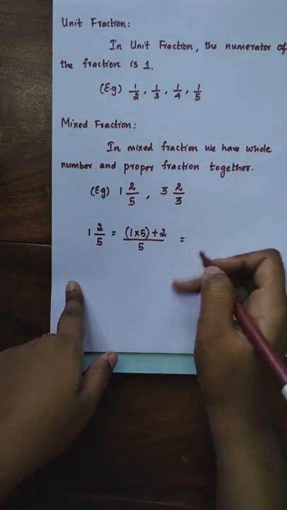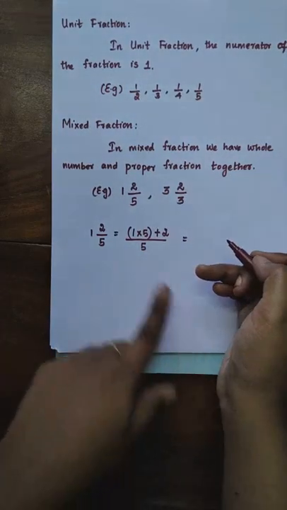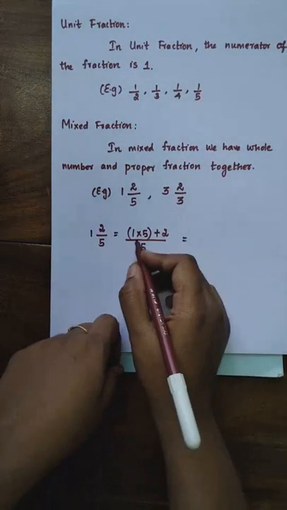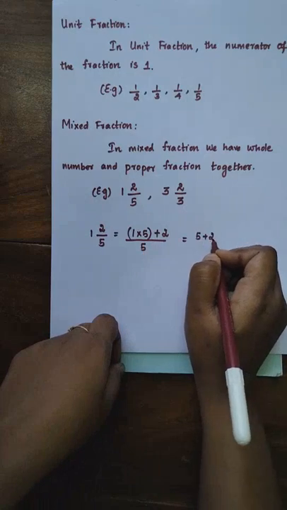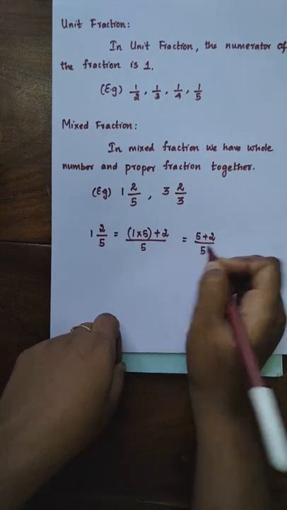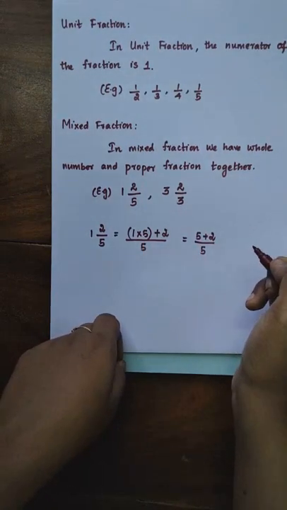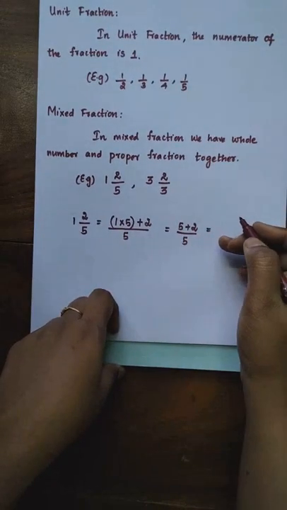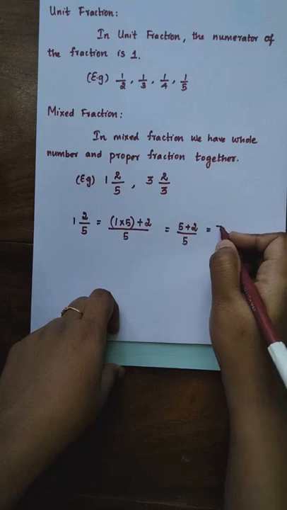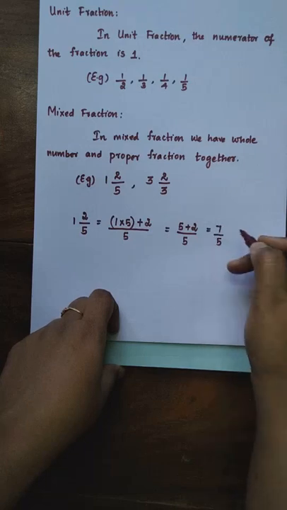What is 1 into 5? Yes, 5 plus 2 divided by 5. What is 5 plus 2? 5 plus 2 is 7. So it is 7 by 5.